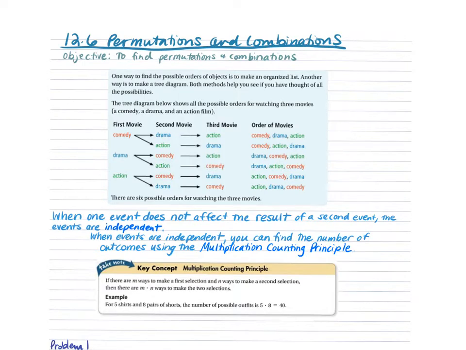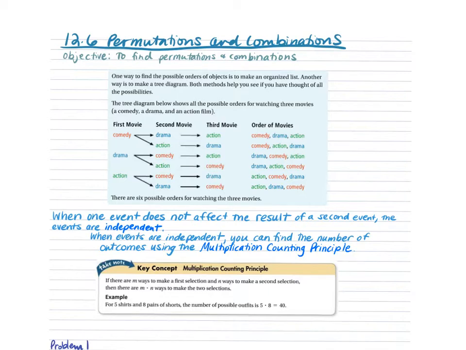And then you just go through, well, what if drama was first? Then action could be second or comedy could be second. And then you have those examples and so on. Then you just count them: 1, 2, 3, 4, 5, 6. So you have 6 different orders that these 3 movies can be watched in. Making a tree diagram isn't always realistic, right? If you had 17 movies that you wanted to watch, in what order? You're not going to write down all the different orders.